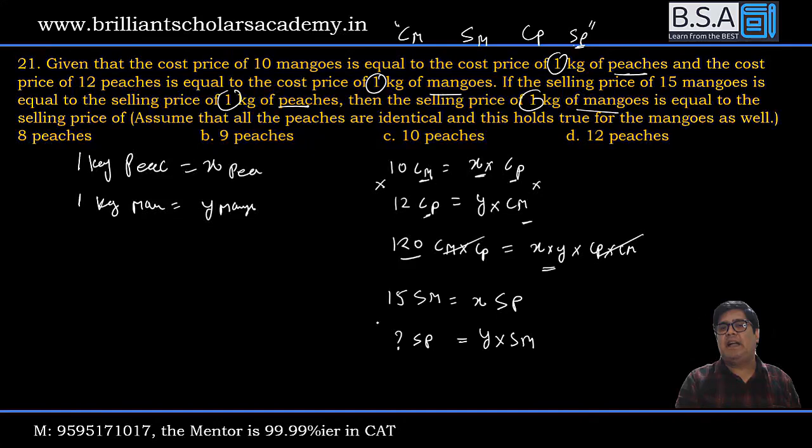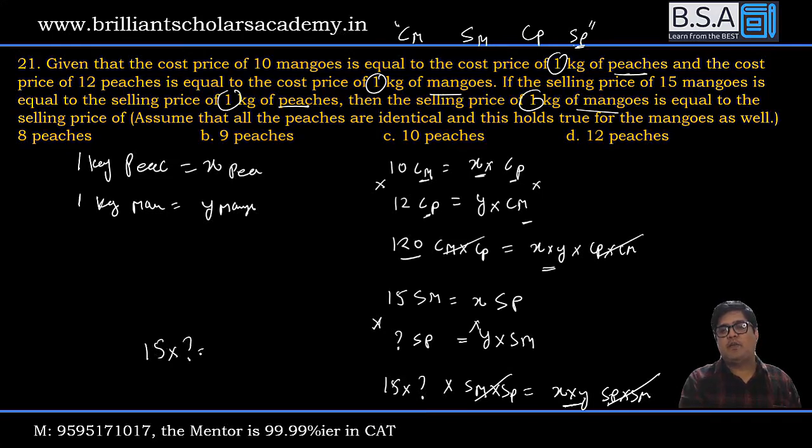So I'm multiplying left hand side. Please pay attention. The question mark remains. I have 15 into question mark into selling price of mangoes, selling price of peaches, X into Y, selling price of peaches, selling price of mangoes, selling price cancel. What is X into Y? 120. 15 into question mark is equal to 120, question mark is equal to 8.